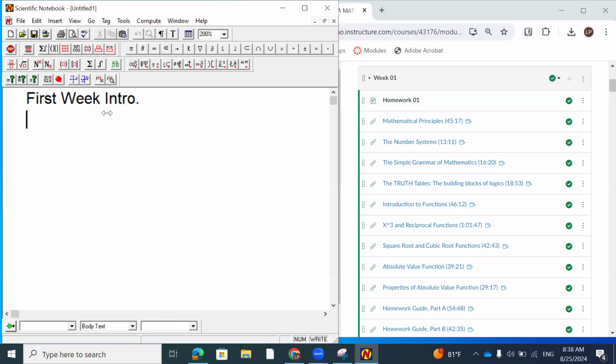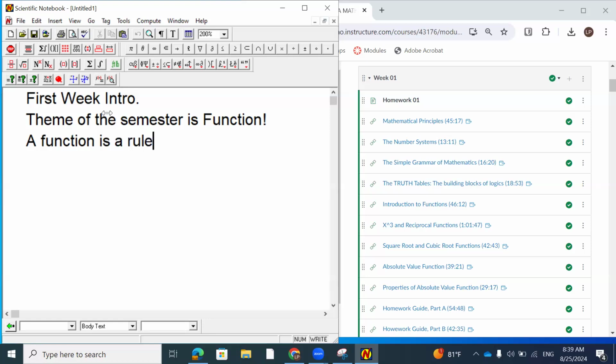this semester we have a theme. The theme of the semester is function. Okay, then what is a function? A function is a rule that assigns each input exactly one output. So that's the definition of a function.